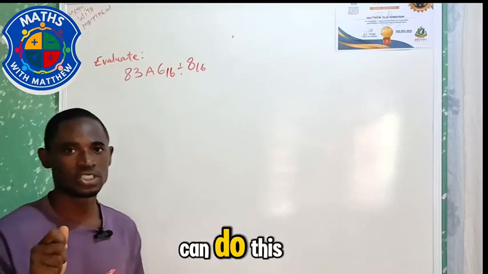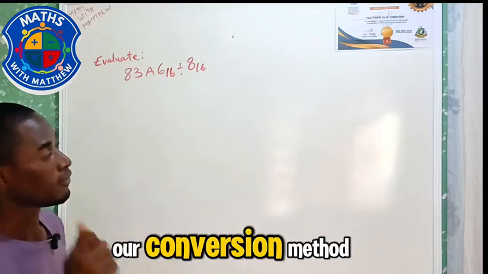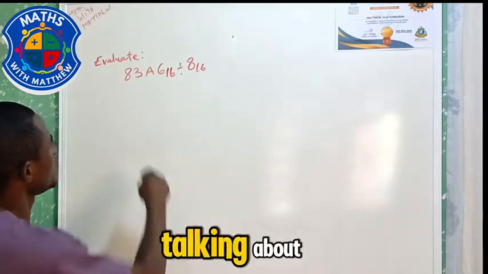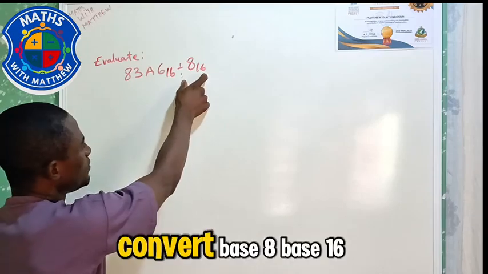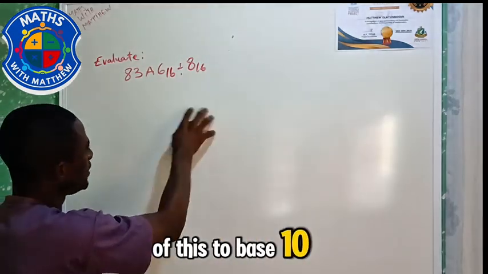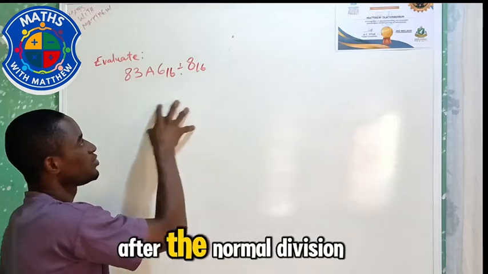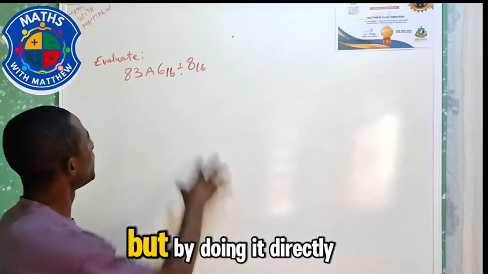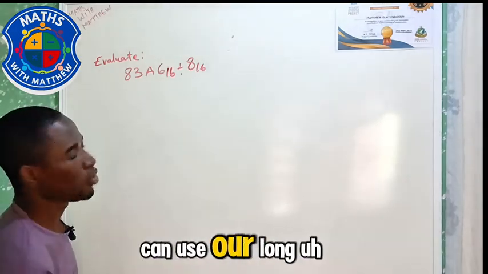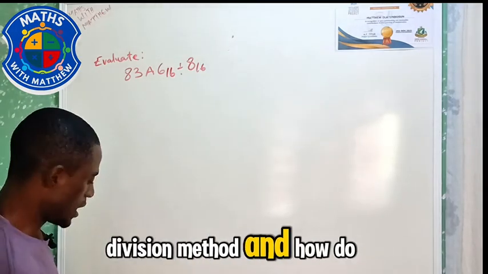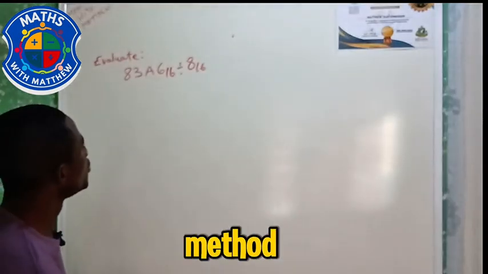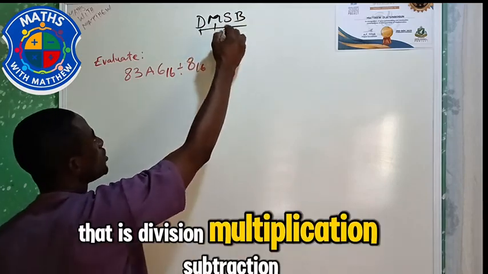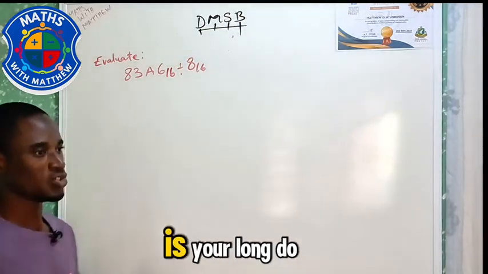There are two ways we can do this. Either we use the conversion method, or we just solve it directly with long division. The conversion method is converting base 16 to base 10, then doing your normal division, and after that, converting the answer back to base 16, which is a long process. But by doing it directly, we can use our long division method. Just know your DMSB: division, multiplication, subtraction, then you bring down. That is your long division.